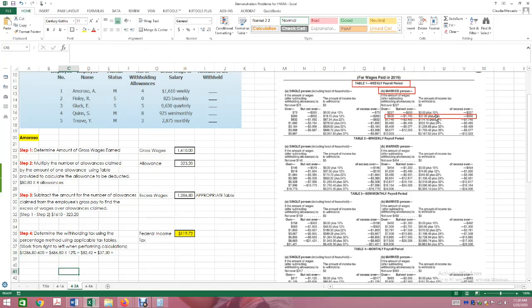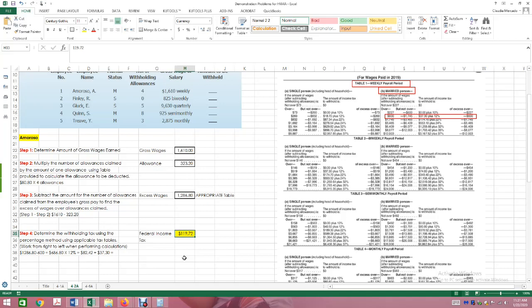You then multiply it by the rate provided, which is 12%. That gives you $82.42. And then last step is you add that first number that is provided there in your table. That gives you $37.30. And if you run the math, the calculation, the amount for federal income tax that will be withheld is $119.72.